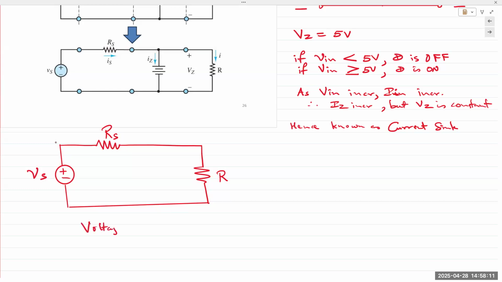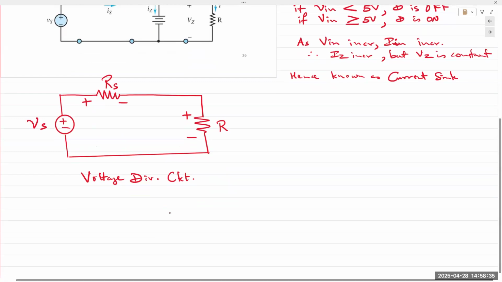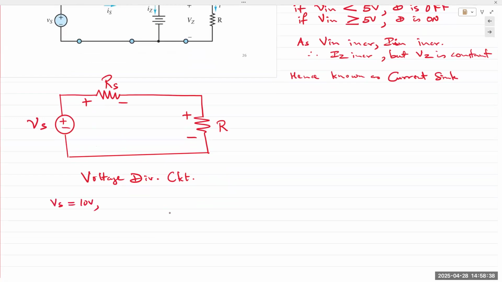Because this is a voltage divider circuit, voltage gets divided across Rs and R in proportion to the value of the resistors, right? Rs and R will have certain voltage. Let's say Vs is 10 volts. And if Rs is 100 ohms and R is equal to 900 ohms, what is VR?